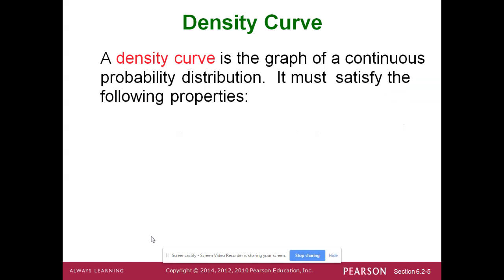A density curve is the graph of a continuous probability distribution. So if you see the words density curve, that is the graph of a continuous probability distribution. And it must satisfy some properties, and we're going to go through that. We were kind of discussing that this is elementary statistics, so you're getting the basic idea here. Density curves can change shapes according to your data, and you can have an equation for that particular density curve.